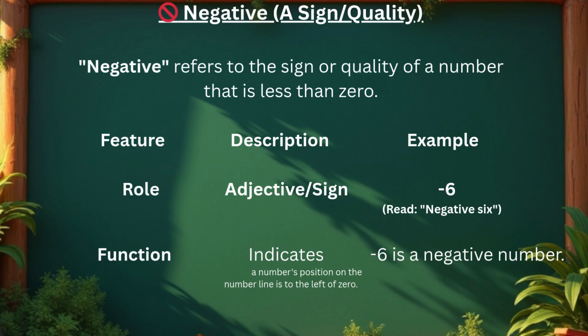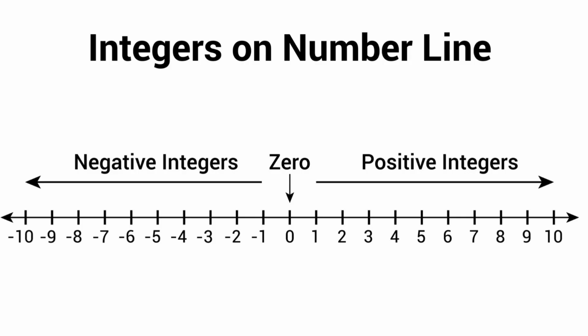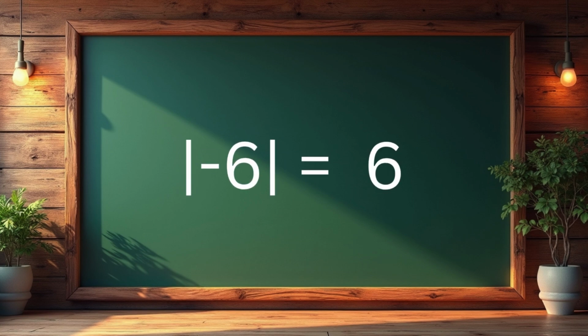So what does negative 6 mean? Move 6 units to the left from 0. Now tell me, what is the distance from 0 to negative 6? Still 6, right? Because distance is never negative. So absolute value of negative 6 is 6.